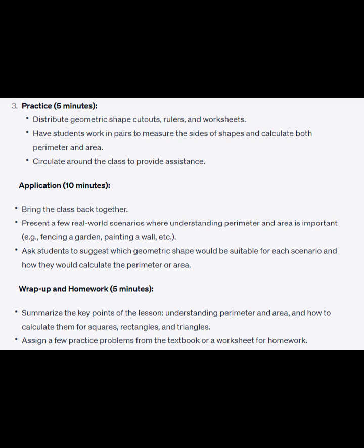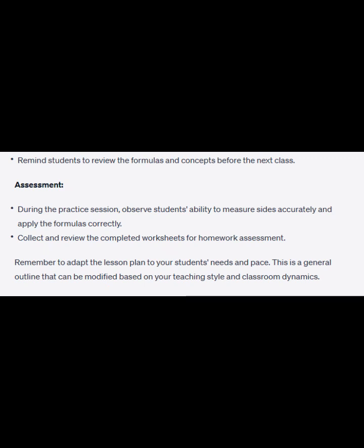Wrap up and homework: 5 minutes. Summarize the key points of the lesson, understanding perimeter and area, and how to calculate them for squares, rectangles, and triangles. Assign a few practice problems from the textbook or a worksheet for homework. Remind students to review the formulas and concepts before the next class.